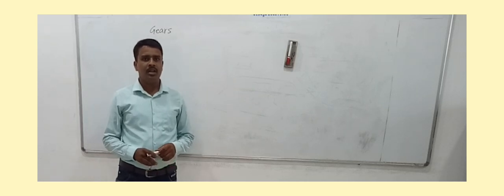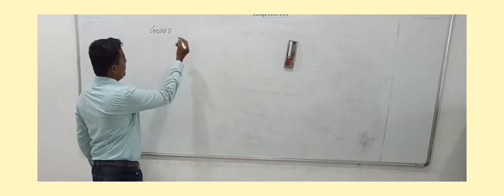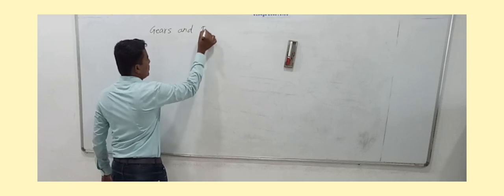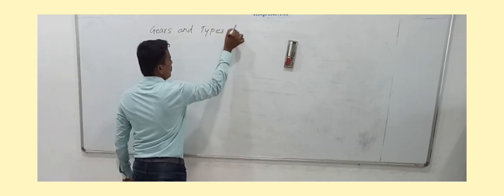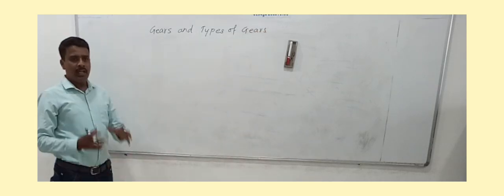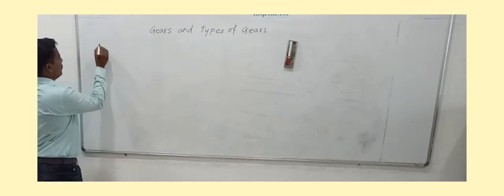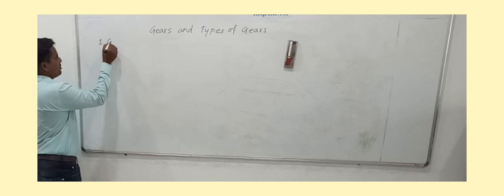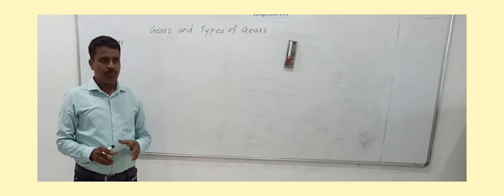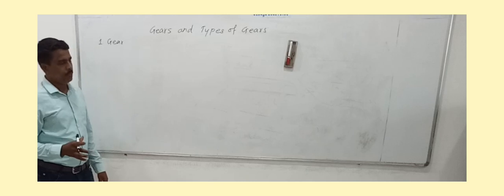Today we will discuss the topic gears and its types. So let me write here the topic name: gears and types of gears. We can say classification of gears also. So let me tell about the gears. The first point: what is meant by gear? The first question in your mind will be, what is meant by a gear? So I will just define the term gear. Gear is the toothed wheel which is used for transmission of motion and power.